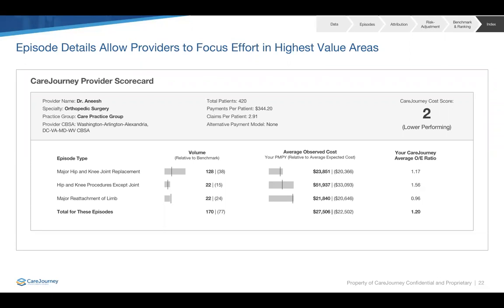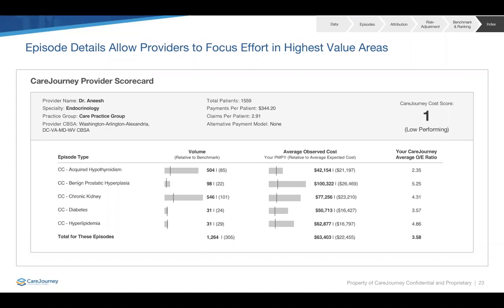Much higher as a factor against their expected. You can see on the far right our CareJourney average observed to expected ratio on where Dr. Anish is an outlier. And again, this reflects longitudinal expense, not just the procedure that we're talking about.